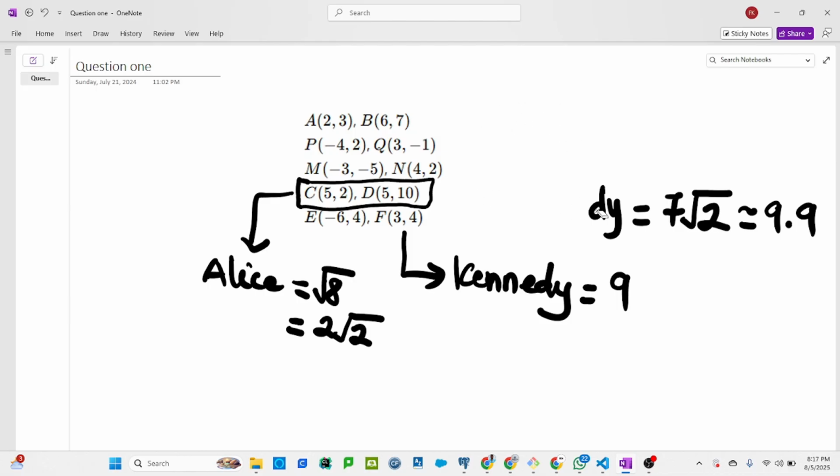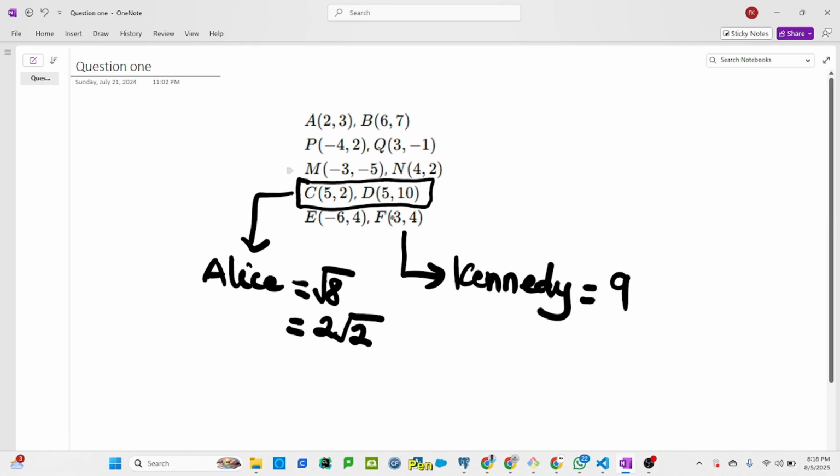We are going to Alice. Alice, last second question, which says this and this. So this will give you 0. This will give you 8. So that's square root of 8. Alice, that's very correct. Well done.